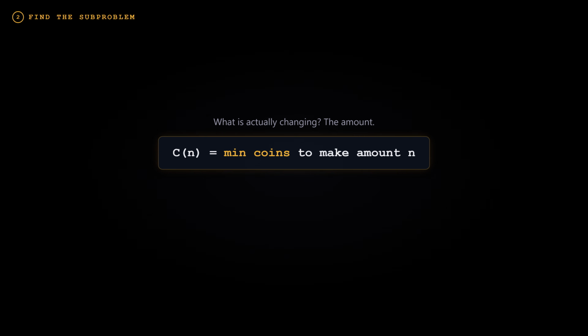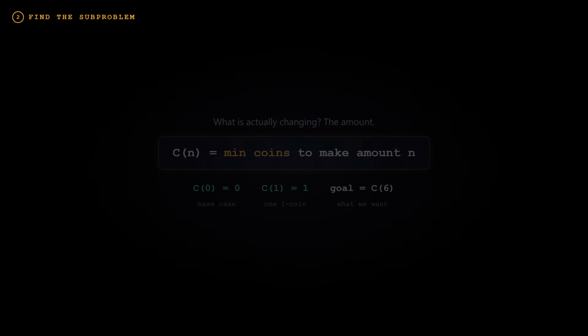So, what's the thing that's actually changing as we work through this? It's the amount. The amount keeps shrinking as we use coins. So, a really natural subproblem is to define C of n as the minimum number of coins needed to make amount n. C of 0 is 0 because you don't need any coins to make 0. C of 1 is 1 because you just use a single 1 coin. And our ultimate goal is to find C of 6.